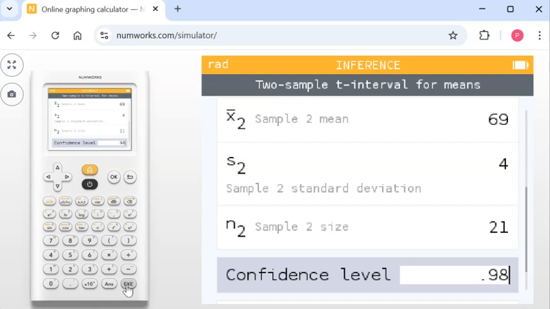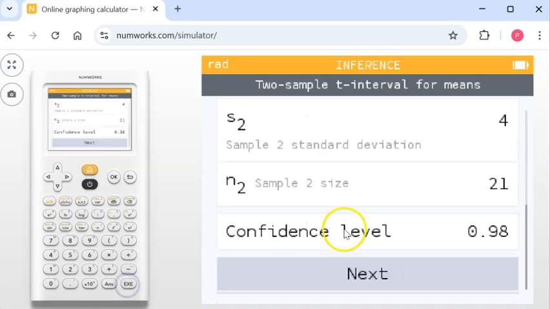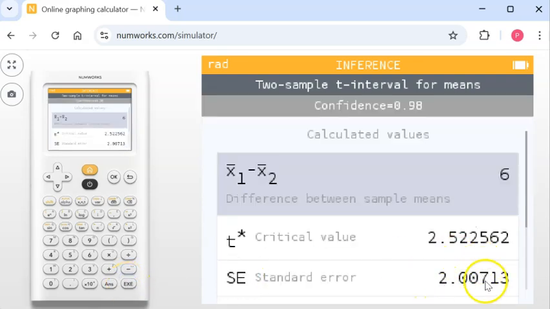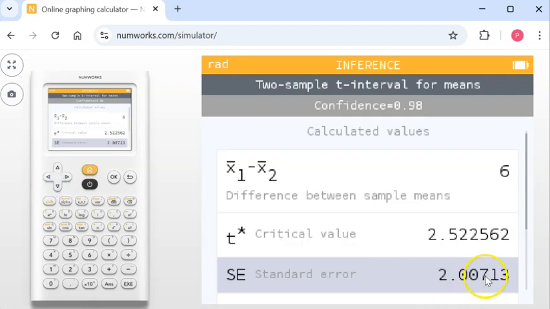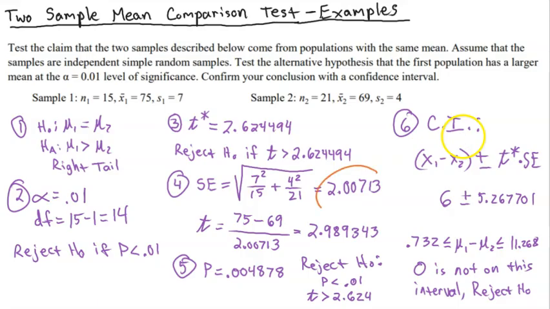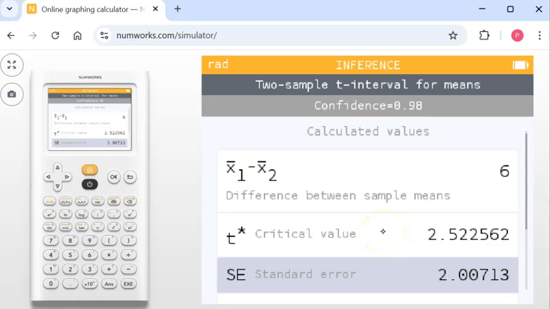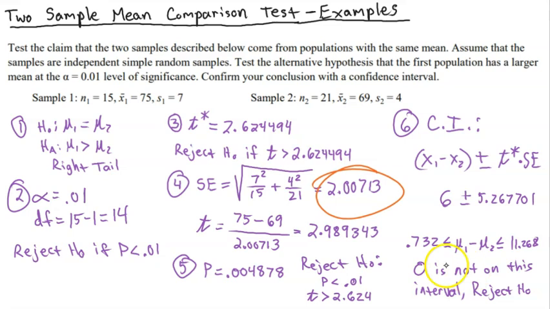I don't even think we really need it, but we're going to put it in anyways, because I think all we need is the N's and the S's for the standard error. Next, and here it is. Look, there's the standard error, 2.0713. Just like we said, 2.0713. We were able to find it just in NumWorks without using the formula. We didn't have to use the formula. Now, the formula is not that hard, but if you want to do it in NumWorks, you can.